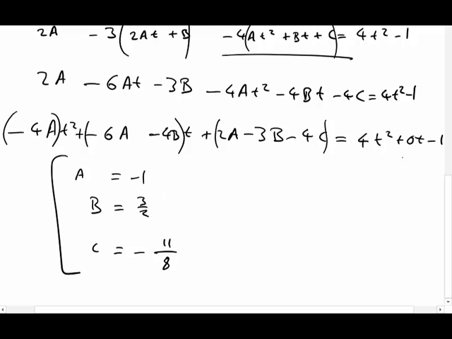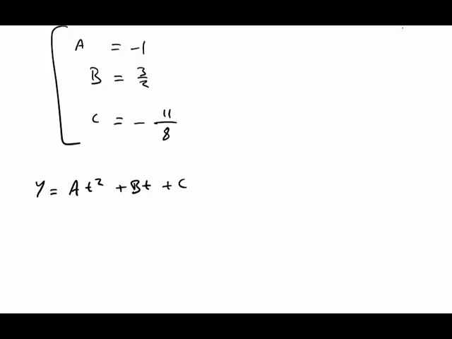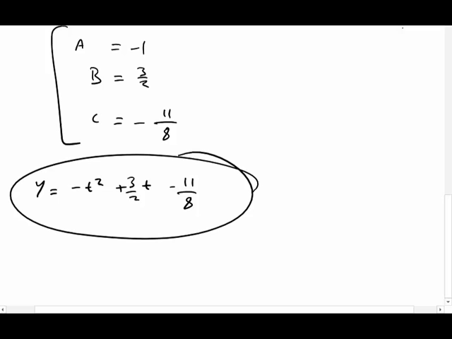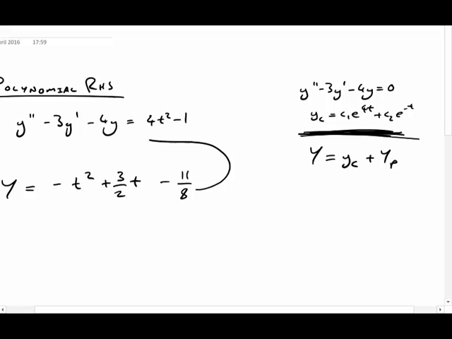Well, remember what my original solution was, which I tried. So therefore I can just replace A with minus 1, B with 3 over 2, and C with minus 11 over 8. And now if I plug this back into here, up here, then I will get my right-hand side out. So therefore I've found a solution that satisfies this particular equation. Okay, so it's a particular solution.